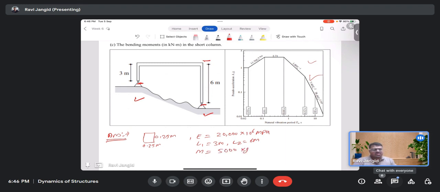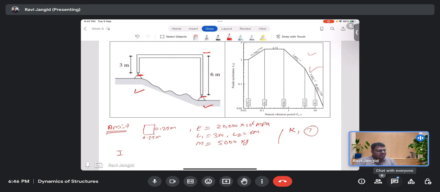So first, to find out the response, we need to find out the stiffness and then the time period. Corresponding to that time period, we will find out the response, and using that response, we will find out what is our displacement, and the bending moment in the system. So can you find out the stiffness of the system?